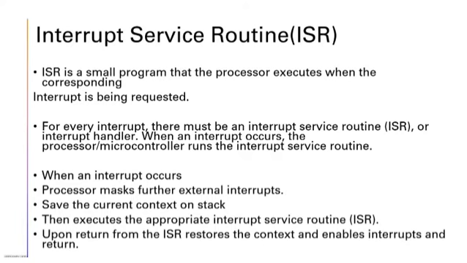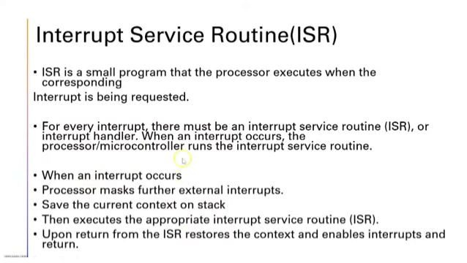So what will happen when an interrupt occurs? Whenever an interrupt is coming, what all things will happen? The processor masks further external interrupts, saves the current context on the stack, then executes the appropriate interrupt service routine. Upon return from the ISR, it restores the context, enables the interrupts and returns. These are the normal steps the processor will do when an interrupt comes.